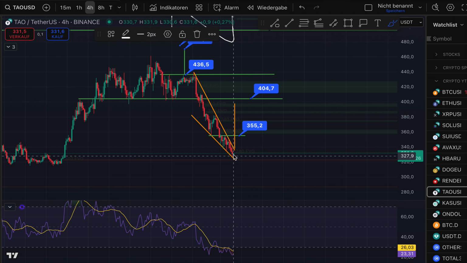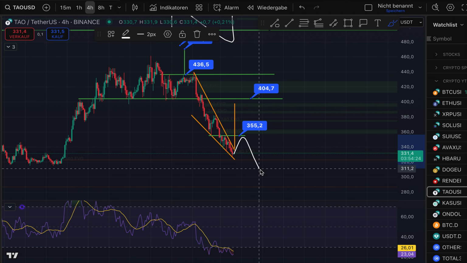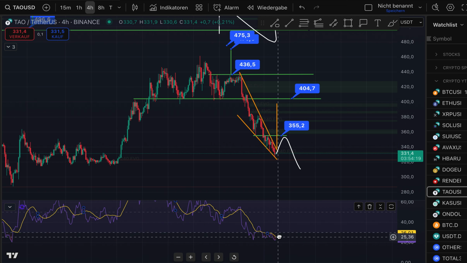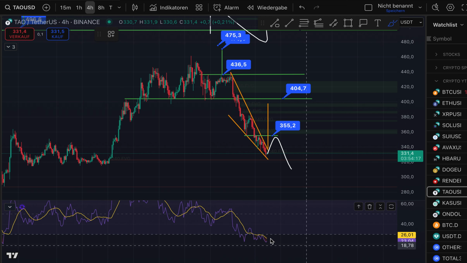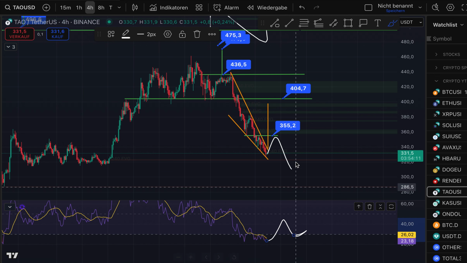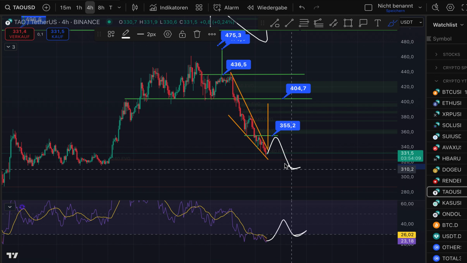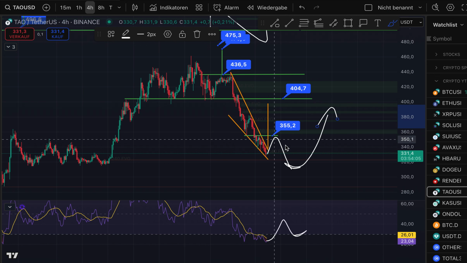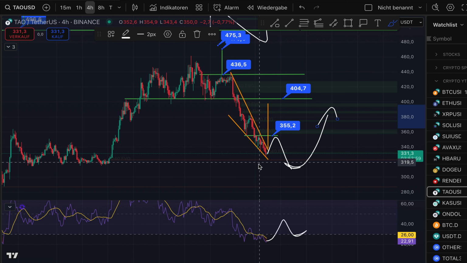We can still develop it by getting something like this, where the RSI gets cooled down like this, and then forms a higher low on the RSI, a lower low in the chart, and from here we start. If this is going to be the case, then I can't take a long trade because we don't break over 355 US dollar to the upside. Then we can look for other long entries.